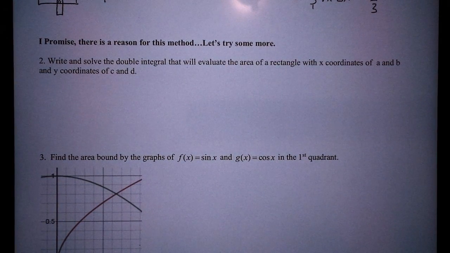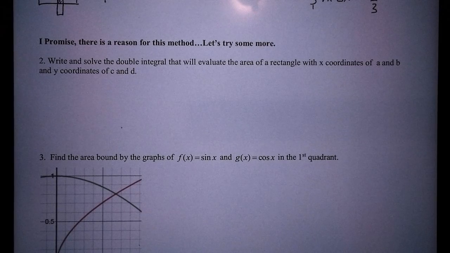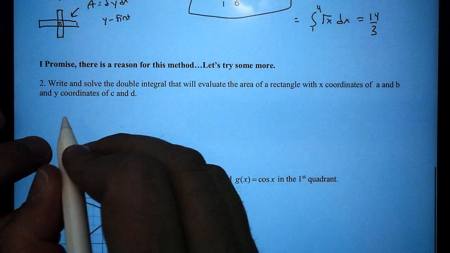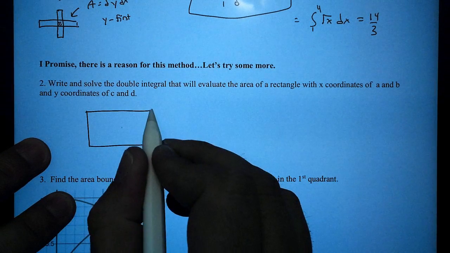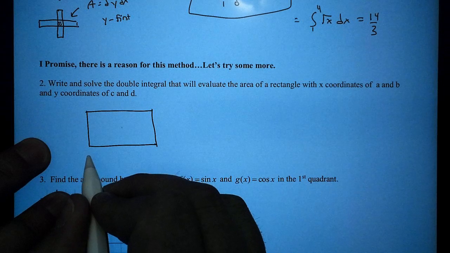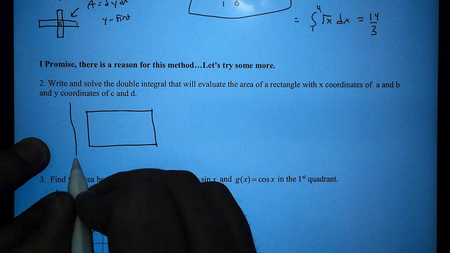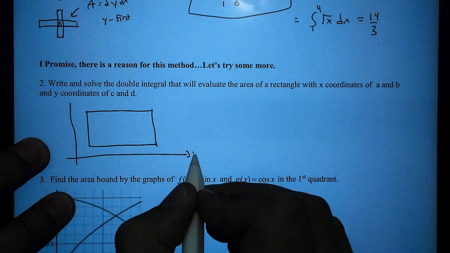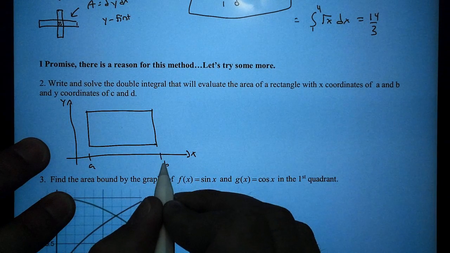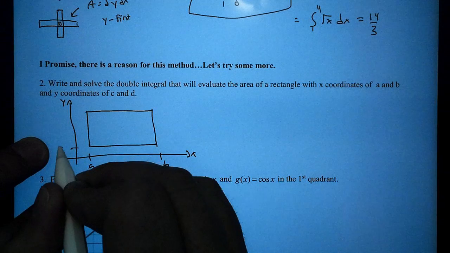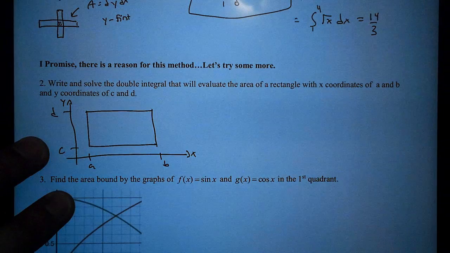We want to write and solve a double integral that will evaluate the area of a rectangle with x coordinates of a to b and y coordinates of c to d. So we want to find the area of a rectangle. If I draw this in the xy coordinate plane, my x's go from a to b, and my y coordinates go from c to d.